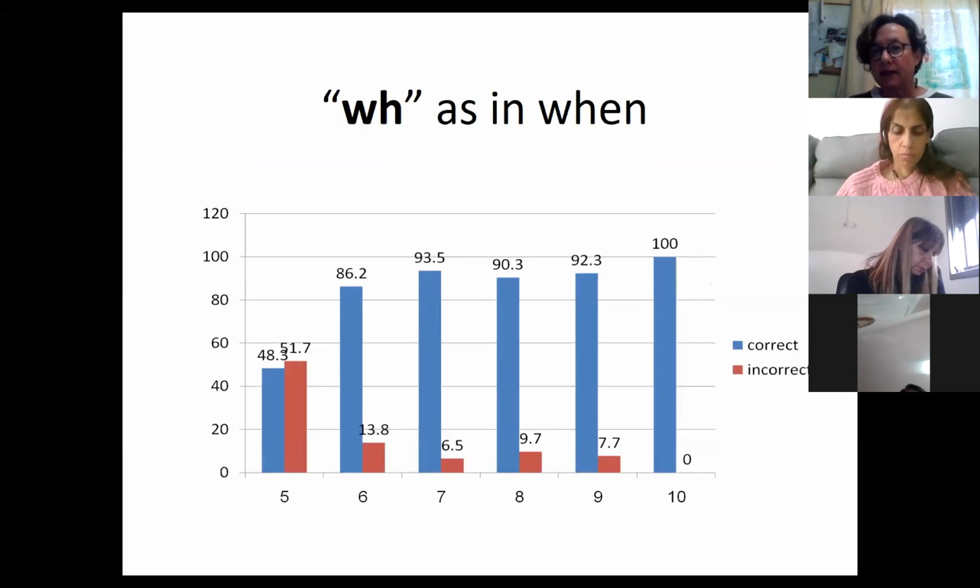WH, again, there's some countries, Ireland, where they actually pronounce that, so it would be what, okay, or when, but in most cases, this is just w. We teach it as w, they don't hear the H, and move on.